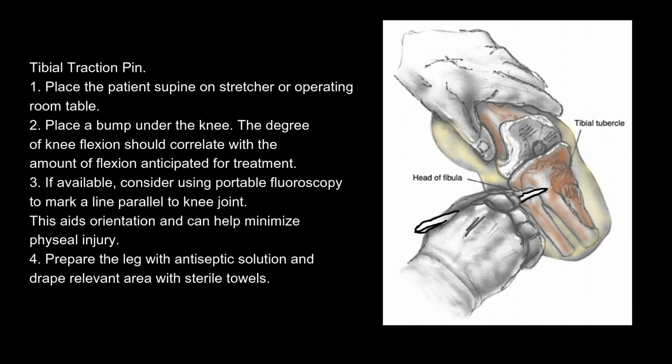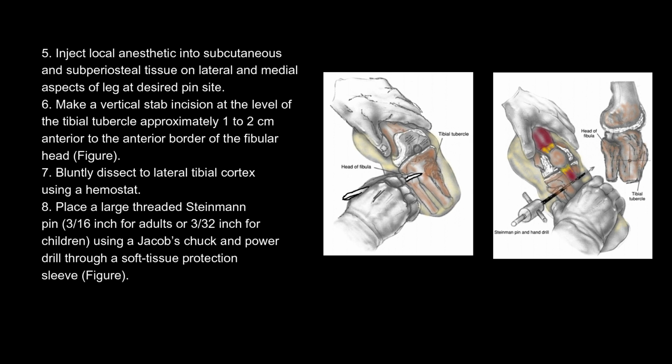4. Prepare the leg with antiseptic solution and drape relevant area with sterile towels. 5. Inject local anesthetic into subcutaneous and subperiosteal tissue on lateral and medial aspects of leg at desired pin site. 6. Make a vertical stab incision at the level of the tibial tubercle approximately 1 to 2 cm anterior to the anterior border of the fibular head. 7. Bluntly dissect to the lateral tibial cortex using a hemostat.